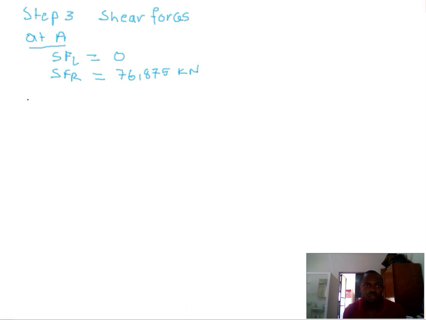Okay, let's go to point B. At point B, the shear force left is equal to 76.875 because there's no other applied load between A and B, so it remains the same at the left of B. And it's also the same just right of B.